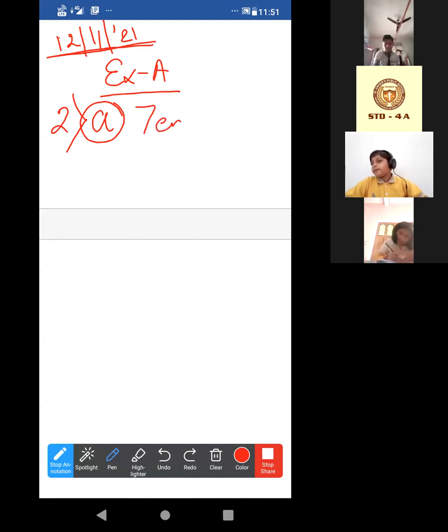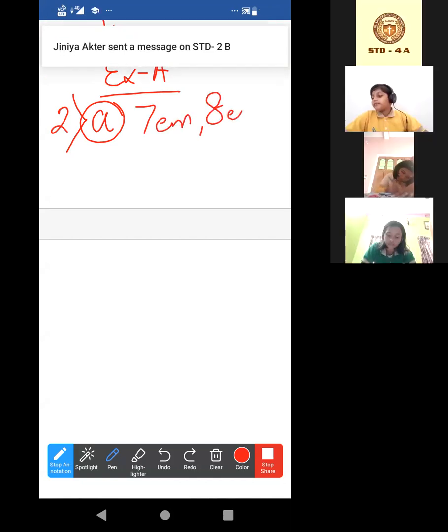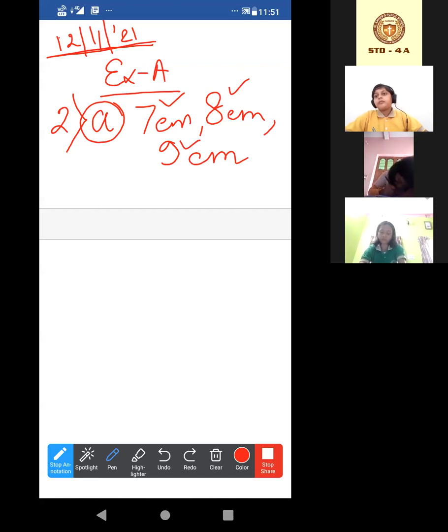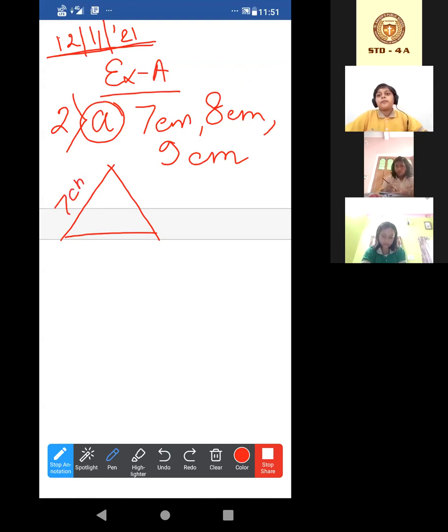I am writing here 7 centimeter, 8 centimeter and 9 centimeter. These three sides are given. Now say, Anjum, what will be its perimeter? We just have to add all the three sides. Yes, good. So write. If the triangle is in this way, look, suppose one side is 7 centimeter, another is 8 centimeter, and the third one is 9 centimeter. So what will be its perimeter?